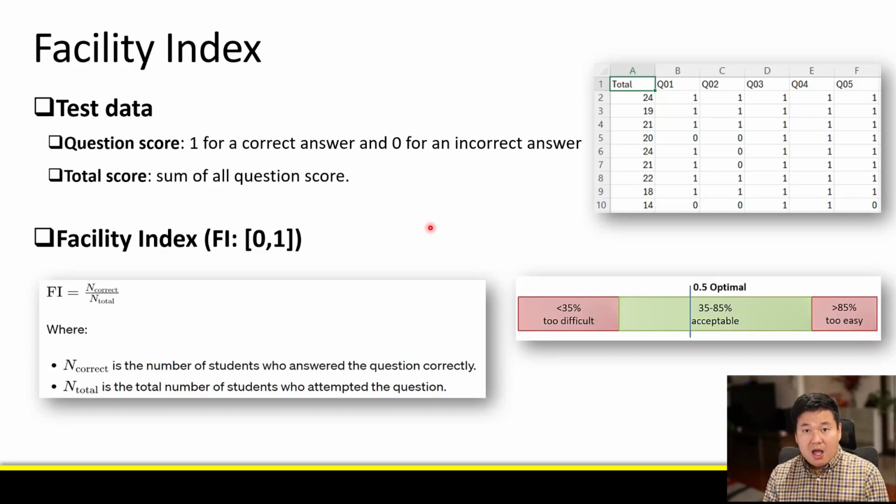In practice, we are aiming for questions that are neither too easy nor too difficult. Ideally, a facility index around 0.5 is perfect, indicating a balanced difficulty level. Anything below 0.35 is too hard, and above 0.85 is too easy.